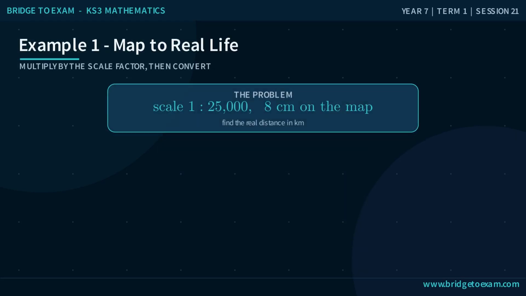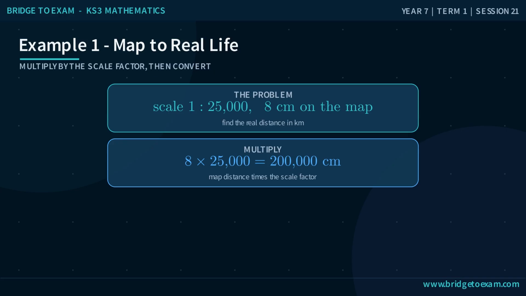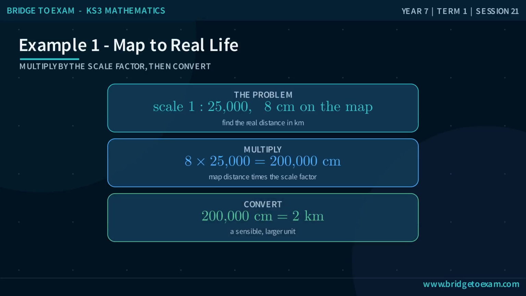A map has a scale of 1 to 25,000. The distance between two towns on the map is 8 centimeters. Find the real distance in kilometers. Multiply the map distance by the scale factor. 8 times 25,000 is 200,000 centimeters. Convert to a sensible unit. 200,000 centimeters is 2,000 meters, which is 2 kilometers.